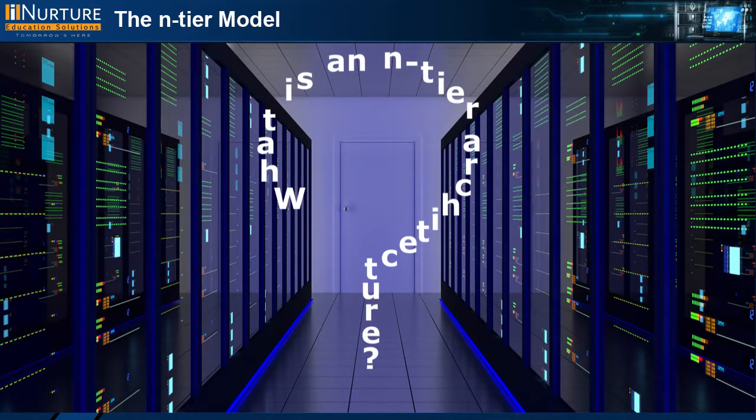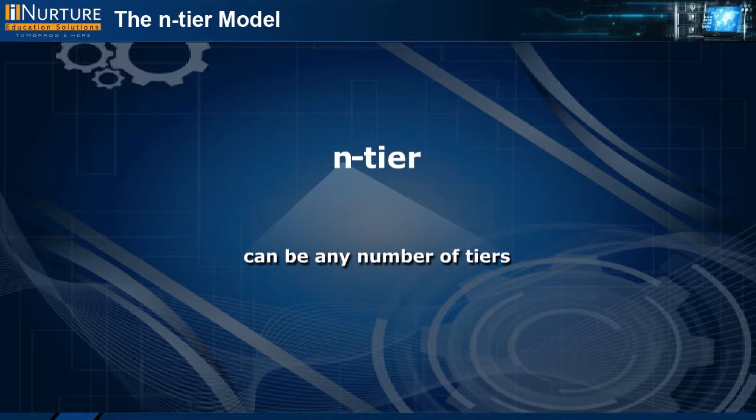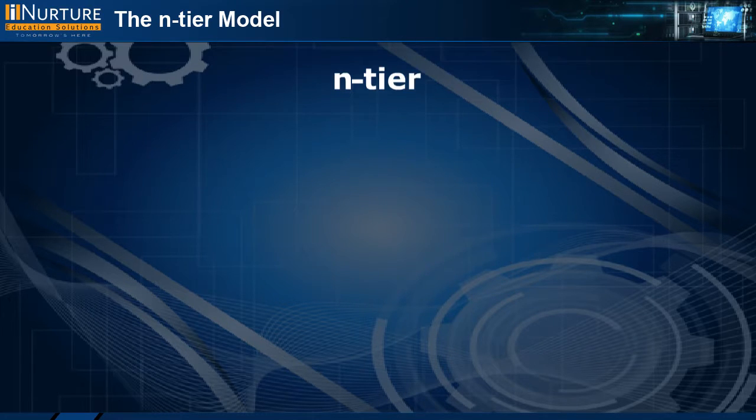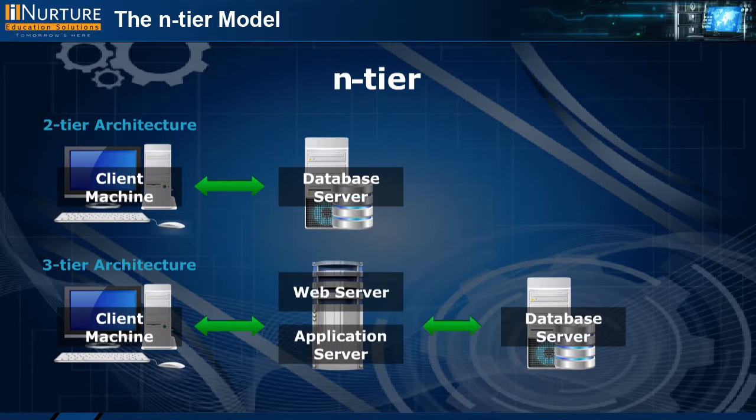What is an N-tier architecture? The N in N-tier stands for a number of tiers such as 2, 3 or more. When we refer to N-tier, it can be any number of tiers. It can be a 2-tier architecture or a 3-tier architecture.